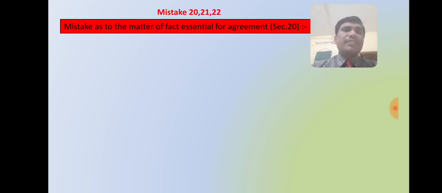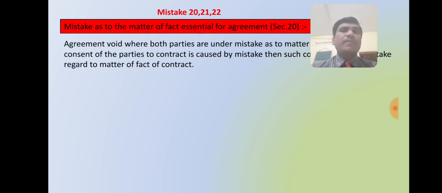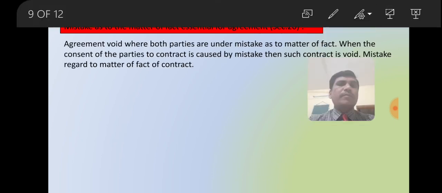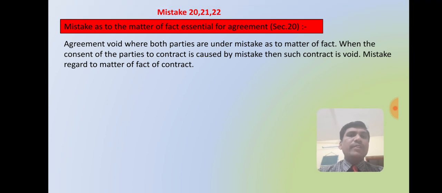Now we will discuss, friends, mistake as to matter of fact essential for agreement. Section 20 provides it. An agreement is void where both parties are under mistake as to matter of fact. When the consent of the parties is caused by mistake, such a contract is void. Mistake regarding matter of fact of contract.